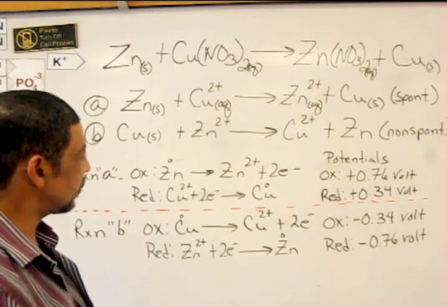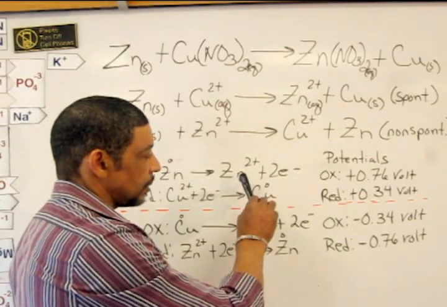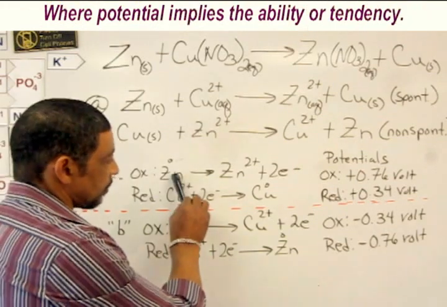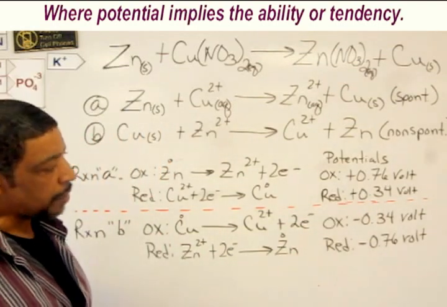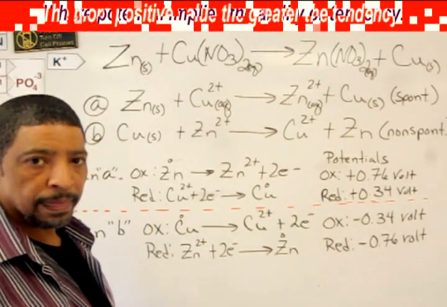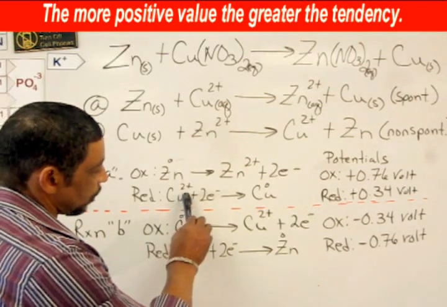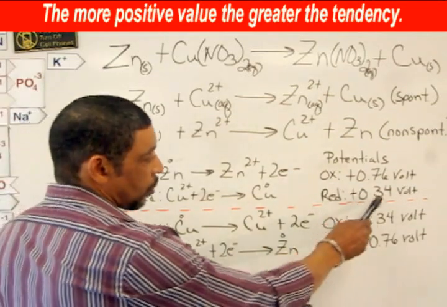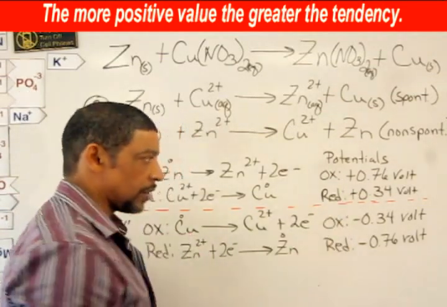Consider the forward process where zinc undergoes oxidation to produce zinc 2+ cation and 2 electrons. The oxidation potential for zinc metal is a positive 0.76 volts, where a positive value means that the process is favorable. From a table of reduction potentials, the reduction potential for copper 2+ ion to produce copper metal is a positive 0.34 volts. Once again, the positive value indicates that the process is favorable.